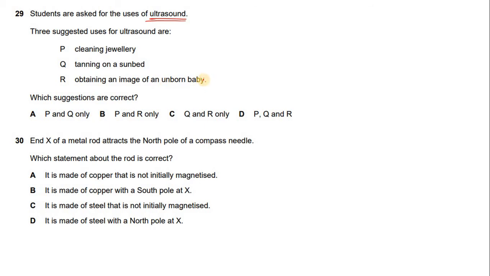Of course, we have a use of ultrasound in cleaning the jewelry and obtaining an image of an unborn baby. But tanning on a sunbath, this is where we use ultraviolet, generally high heat, not typical, very high intensity, but ultraviolet causes tanning. Okay, so cleaning jewelry and obtaining an image. So P and R. Option will be B.